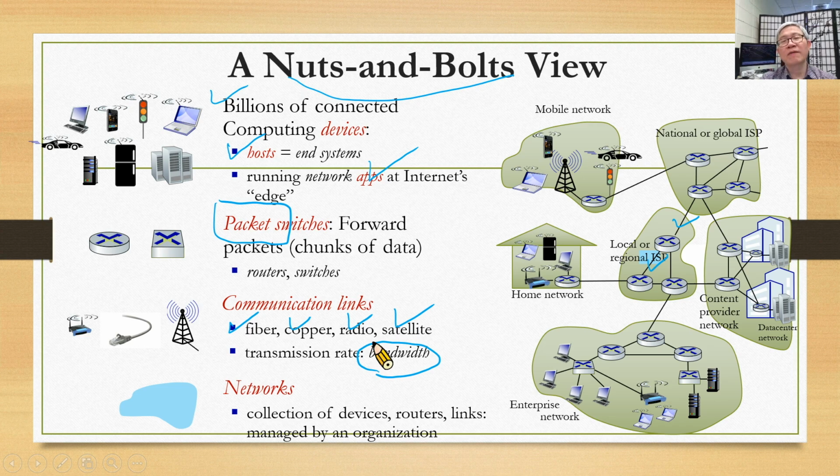And if so, we have the devices, and each device can join different networks. It can be a mobile network, a national or global ISP, a local or regional ISP, a content providing network, a data center network, and of course, an enterprise network. So up to now, we checked the components within the network, so that says we have the nuts and bolts view.